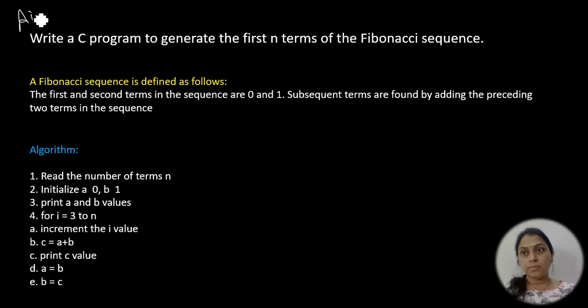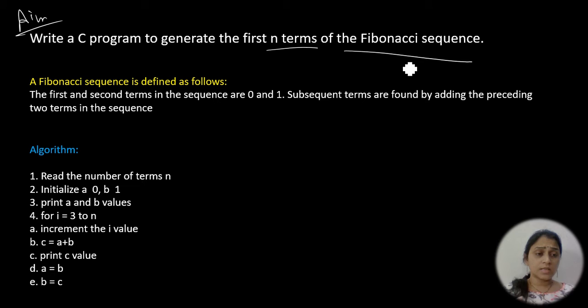The aim: write a C program to generate the first n terms of the Fibonacci sequence. Whatever number of terms you have taken, we want those first n terms. If you take 3 terms, only the first 3 terms, and if you take 4 terms, the first 4 terms of the Fibonacci sequence. First of all, what is the Fibonacci sequence?